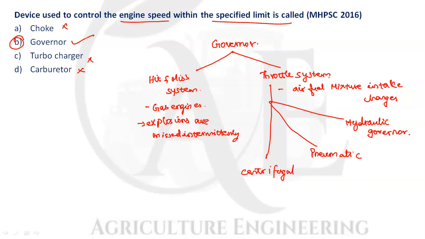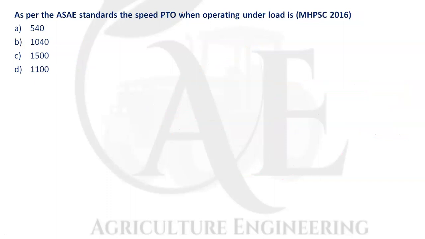Basically, know this. Next question. As per the ASAE standards, the speed of the PTO when operating under load varies from 540 plus or minus 10 RPM. Okay. So option A is the correct answer, 540 plus or minus 10. So next question.